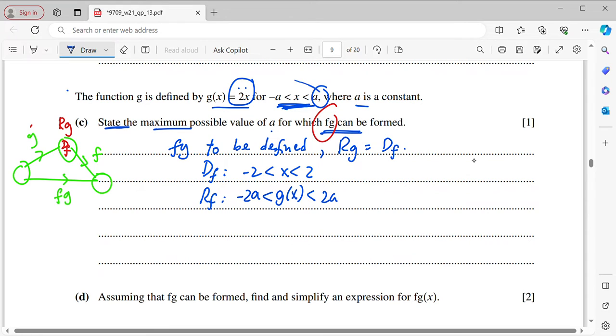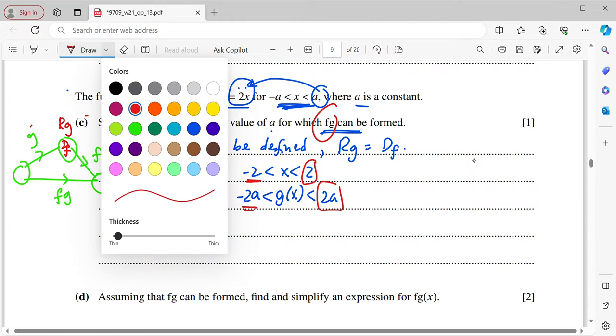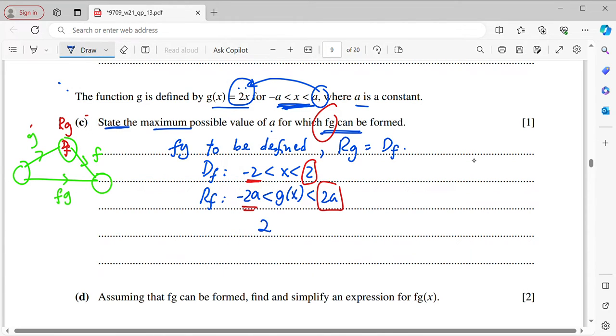So you substitute the x by a and also minus a. So obviously from here, we know that when you equate them, or maybe you can just refer to the upper limit, therefore from here, 2 equals 2a, hence maximum a is going to be 1. So that's the maximum a. Okay, that's all for this question.